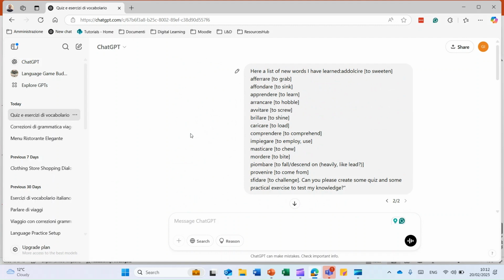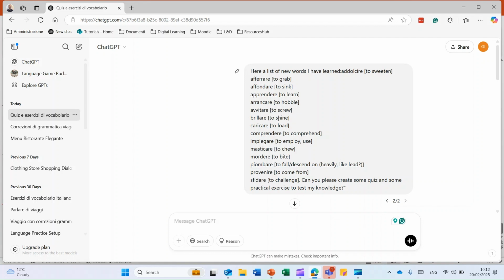Now, as I said, I have a few examples of this instruction that I gave to ChatGPT. So let's see this one, where I gave a list of new words, and I asked for a quiz and some practical exercises to test my knowledge.